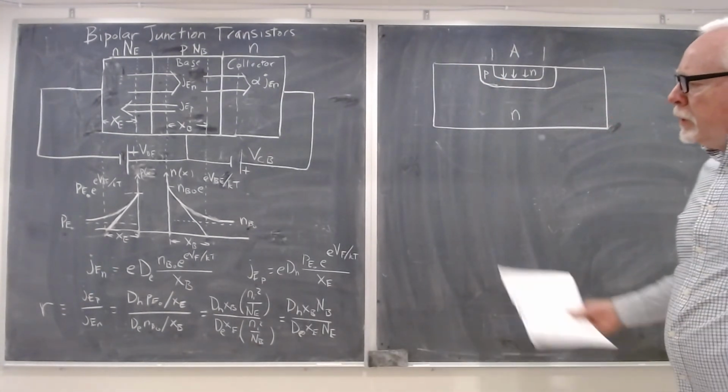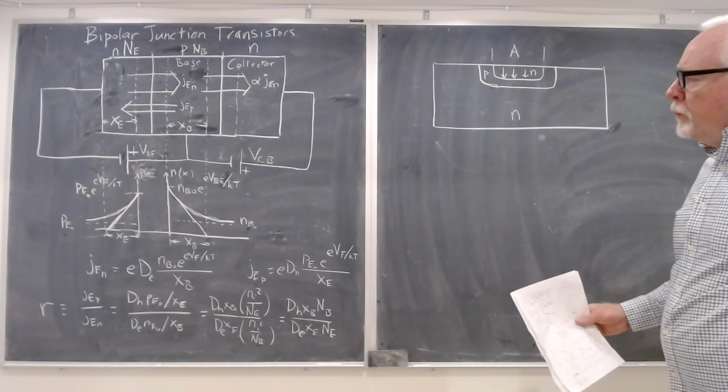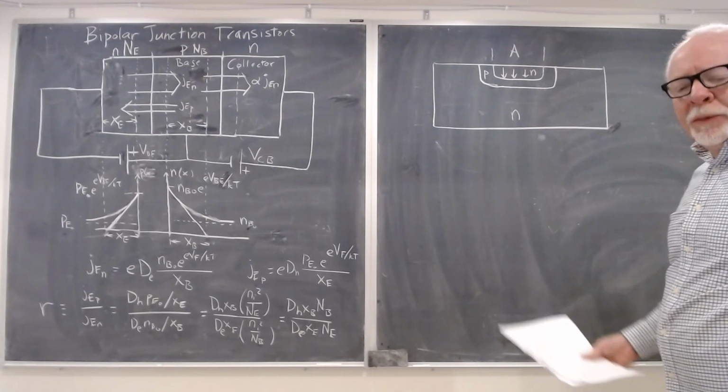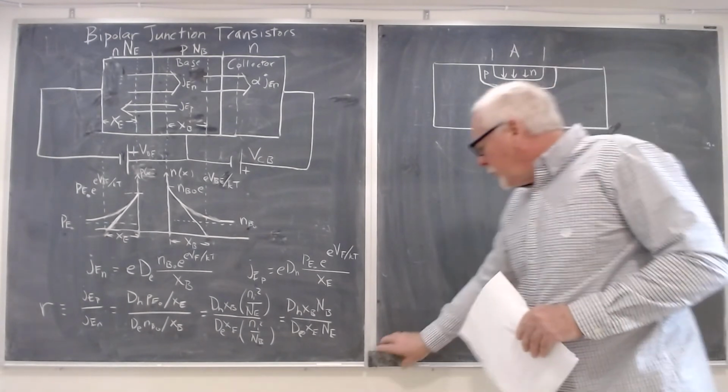Now what we're going to do now is we're going to calculate what people are interested in most of the time, which is the current gain.